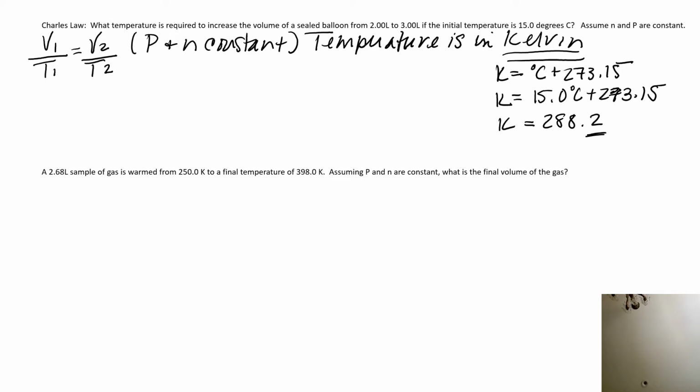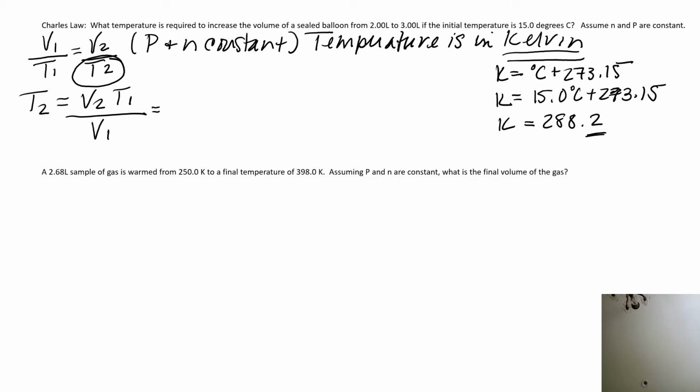We are solving for T2. So we need to rearrange this equation. So T2 equals V2 T1 divided by V1.